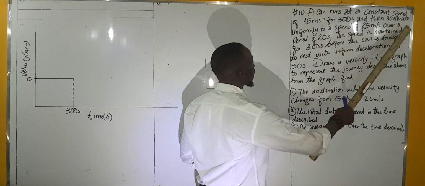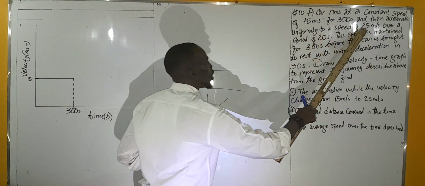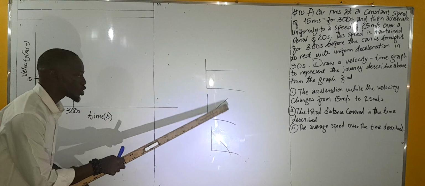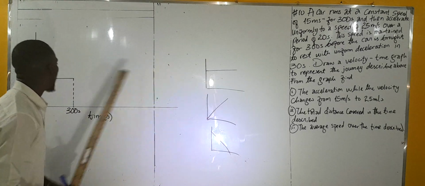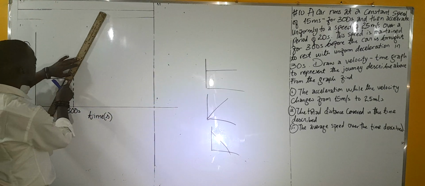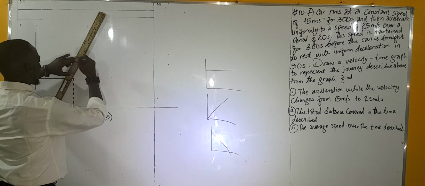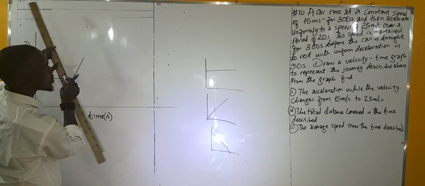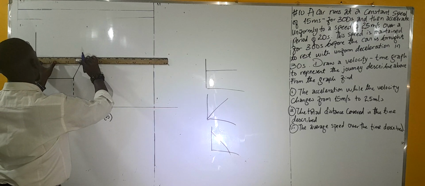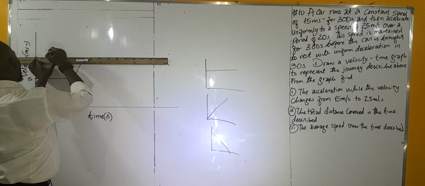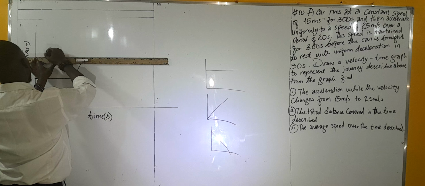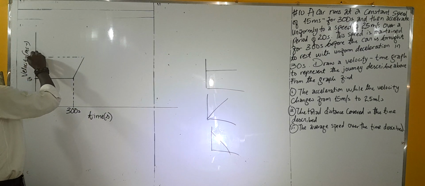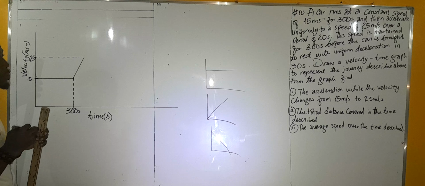And then accelerate uniformly to a speed of 25 meters per second. Accelerate. This or this or this? This. Accelerate. It's going up. Keeps going up to a point of what? 25 meters per second. So let me assume this place. This graph is not drawn to standard. Okay? So this is 25 meters per second.